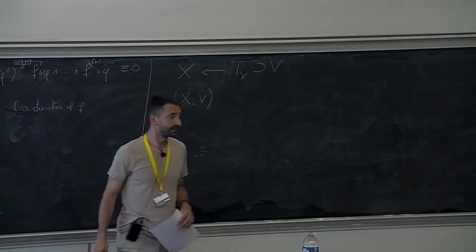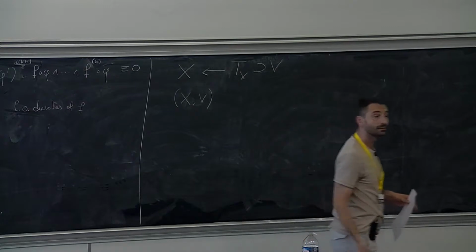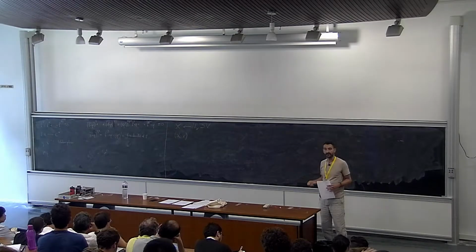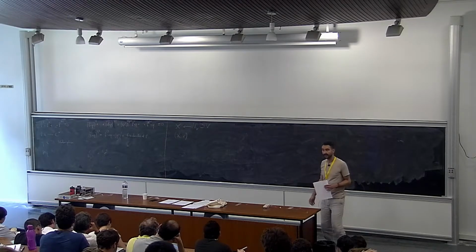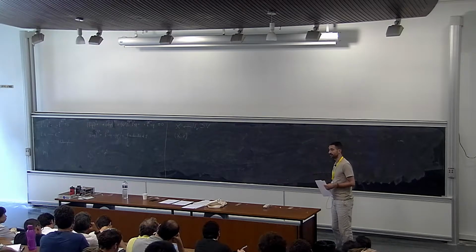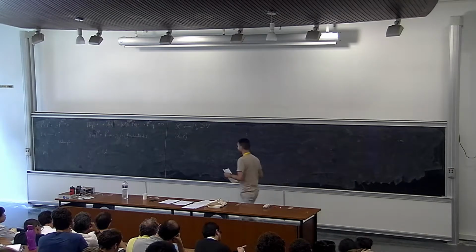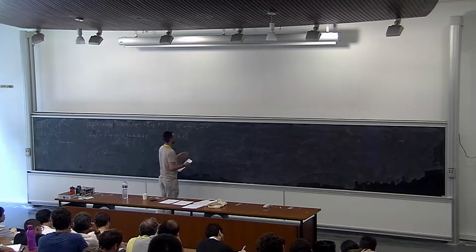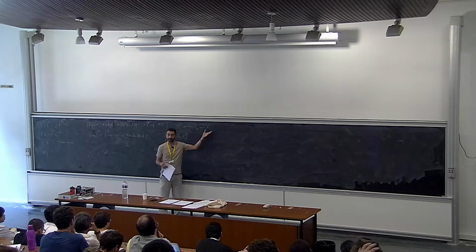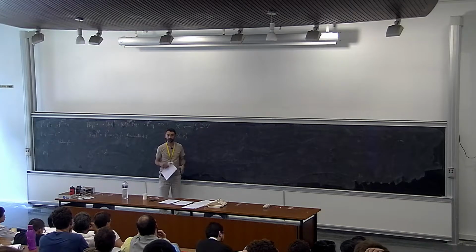So for instance, if V is integrable in the sense of Frobenius, then this gives you a holomorphic foliation on X. But the construction does not require V to be integrable. Okay, it works in general. A special case is when the rank of V is equal to 1, and then it's automatically integrable, and it gives you a holomorphic foliation by curves.